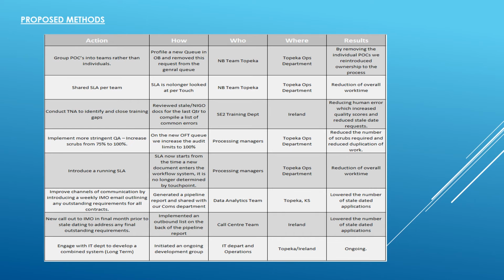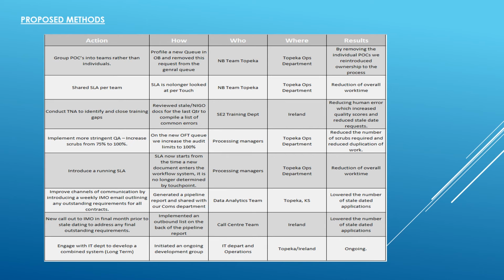Implementing these actions, what was it after doing for us? So, by grouping the points of contact into a team rather than individuals, we profiled a new queue in our OnBase system. Our OnBase system is our new internal mail. So all the requests no longer went to the general queue. They now went to a team solely based in Topeka.